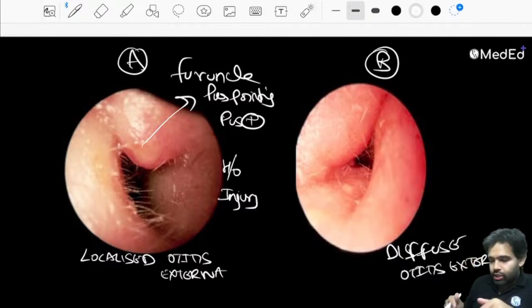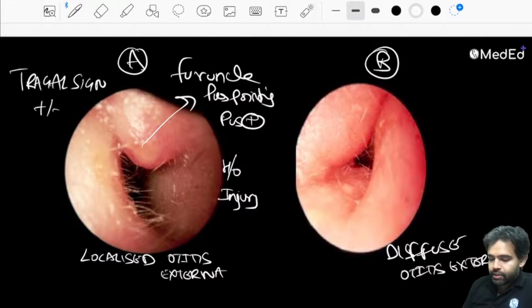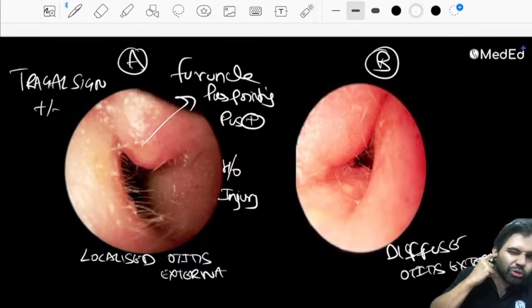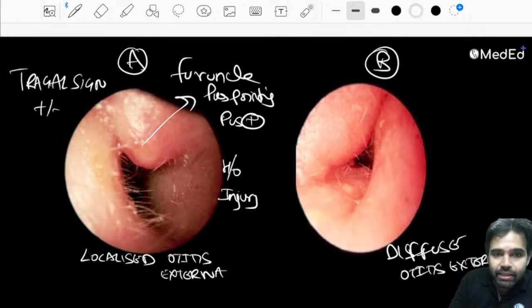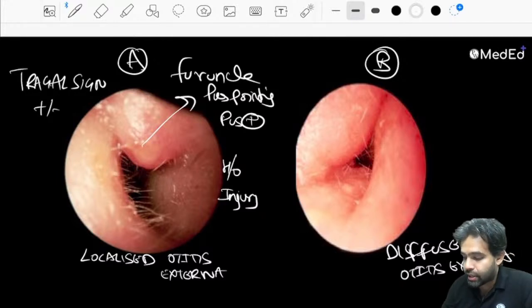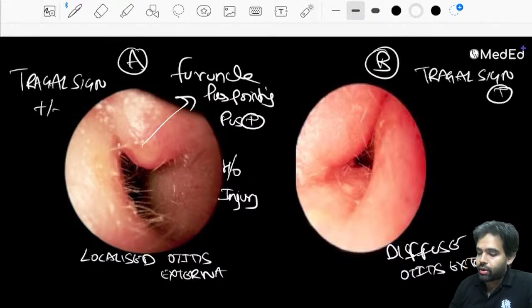Okay, so in this case, your tragal sign may be plus minus. Okay, it is not very characteristic. The tragal sign, when you press the tragus over here, cartilage, and you push, patient should wince. That is not very characteristic in localized otitis externa, and there will be a history of trauma, injury, and there will be some pus of furuncle. Whereas in diffuse otitis externa, you will have a very positive tragal sign, and this is also called a swimmer's ear.